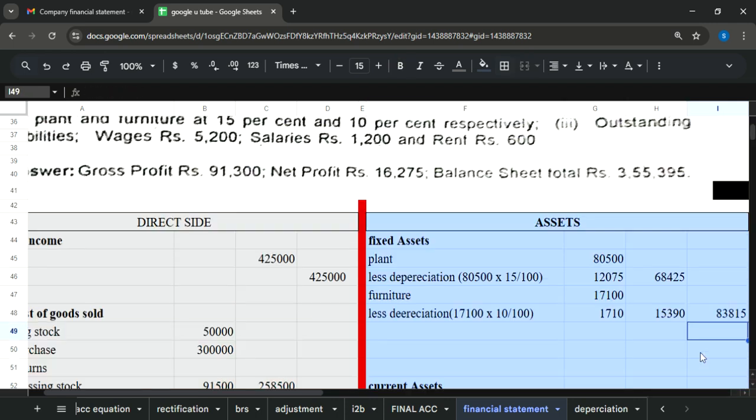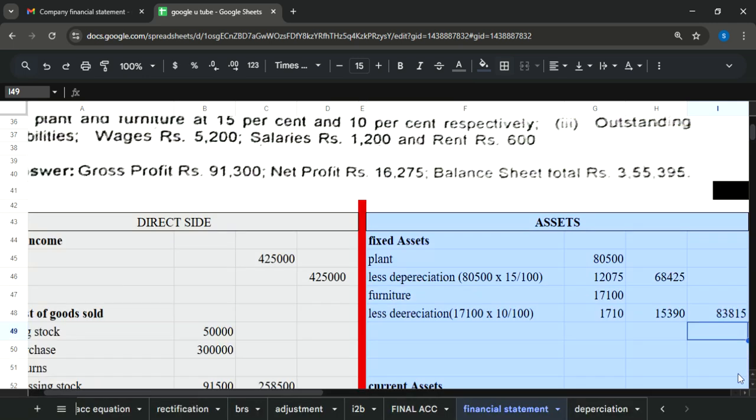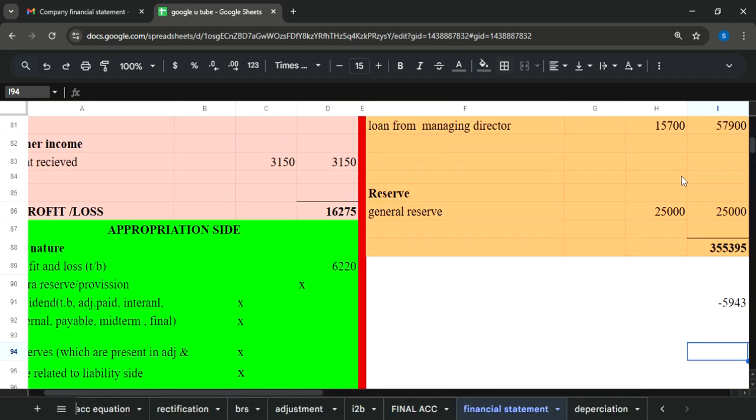There were three elements: sum of fixed assets, sum of current assets, and investment. We have taken the sum, 355,395, and the balance sheet answer is 355,395. And you have seen your liability side is showing the same. Balance sheet would always be equal. So guys, in this way our question has been completed.